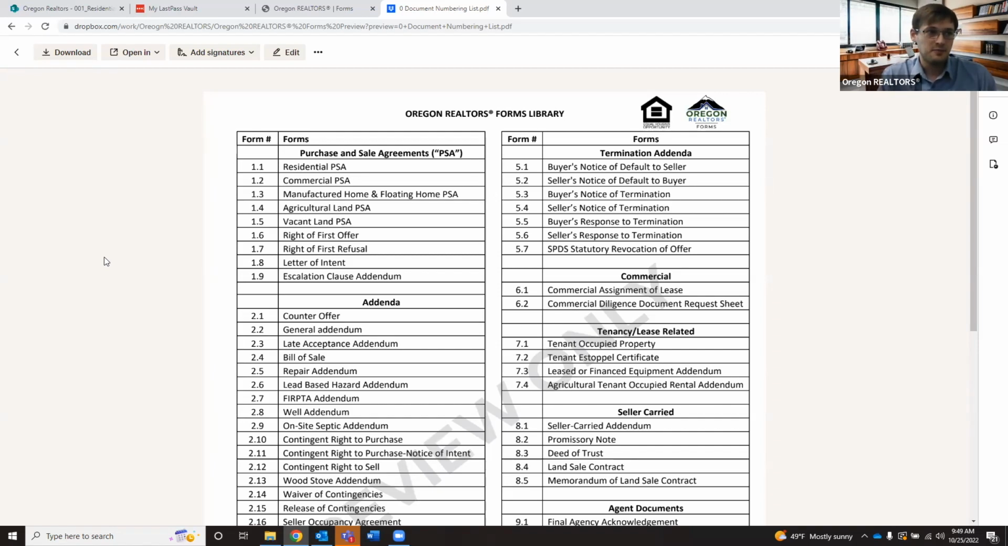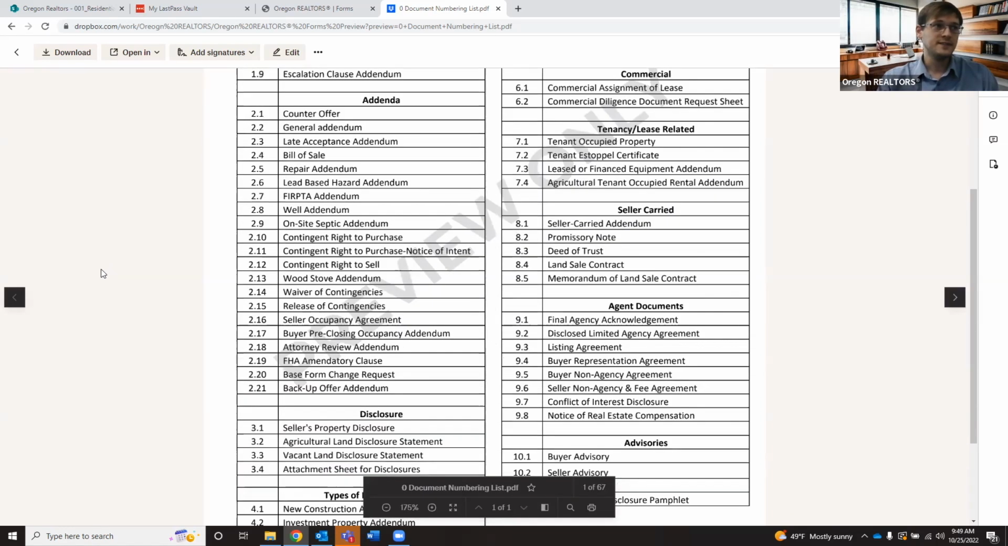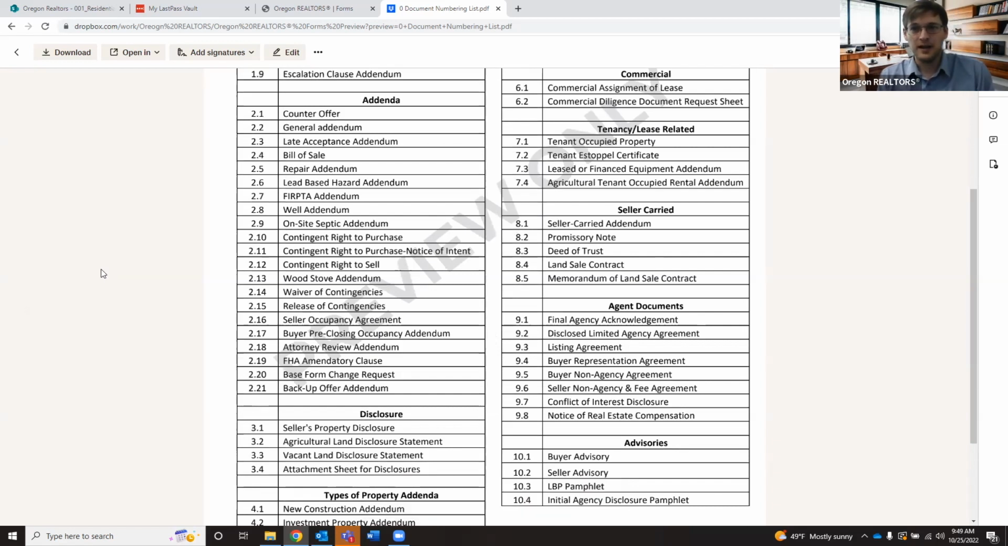The escalation clause we put in because there's been a major request from membership to have something like that. It's a reality of the field. So we're trying to meet those demands of the membership and provide the forms that people use. The 2 points are various addenda, the modifications to the forms and the responses. So counteroffer, general addenda, late acceptance.